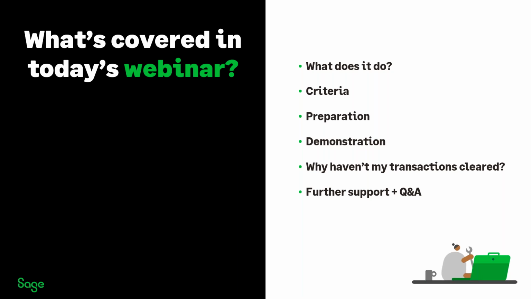We'll look at criteria. So if you do choose to clear your audit trail, so getting rid of your older transactions, what criteria do transactions need to meet to be cleared? It's not just a case of, right, you enter a date and everything prior to that is removed. Transactions need to meet specific criteria.